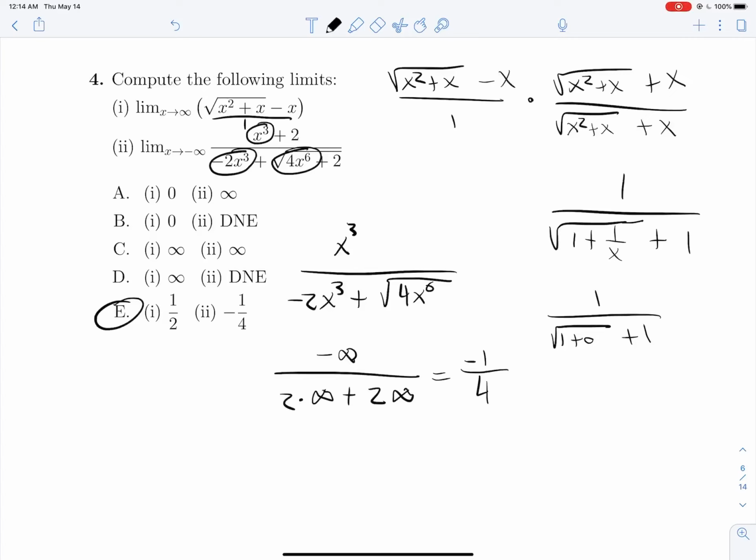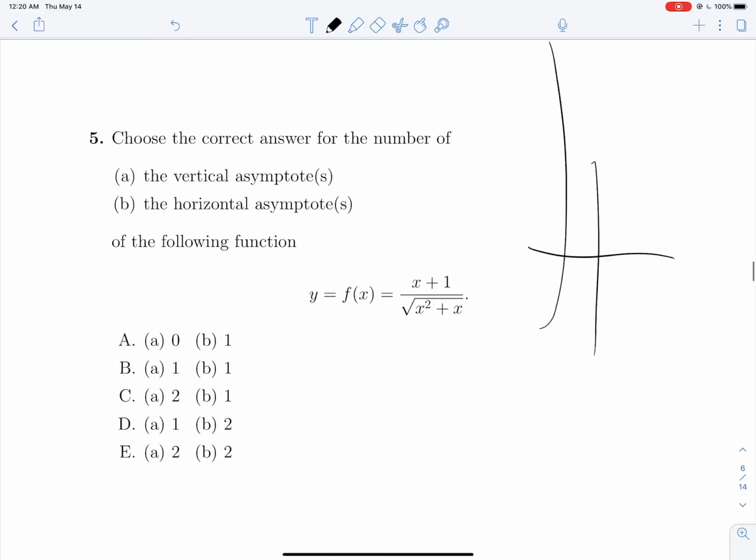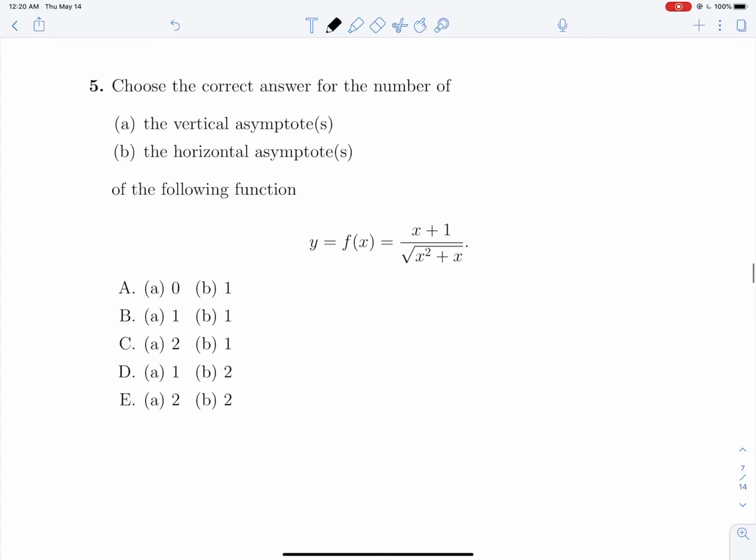Question 5, choose the correct answer for the number of vertical asymptotes and horizontal asymptotes of this function here. So let's solve for our vertical asymptotes first. That involves finding the values of x and really factoring the denominator such that we can figure out how many values of x make that denominator 0. Because if we have a denominator that approaches 0, that's going to lead our function to go off to infinity and do some weird behavior, which will give us that kind of vertical asymptote.